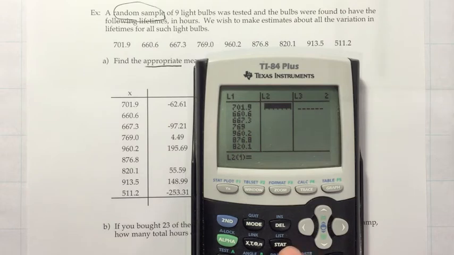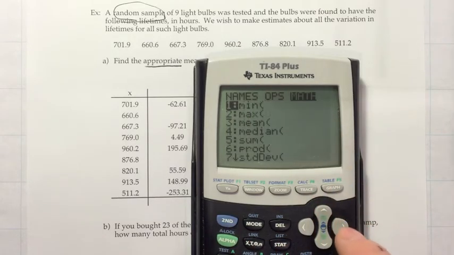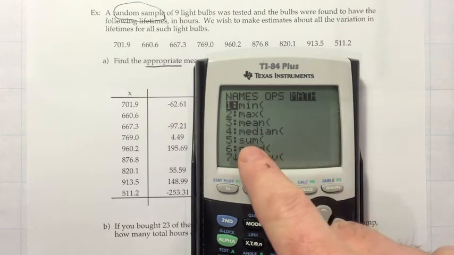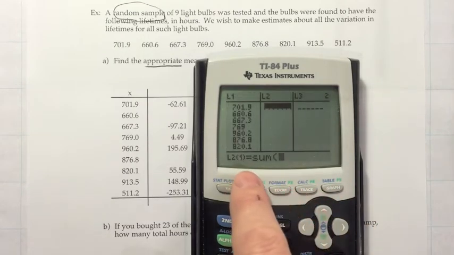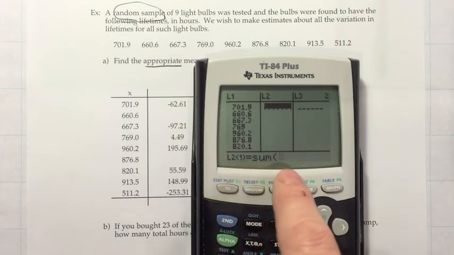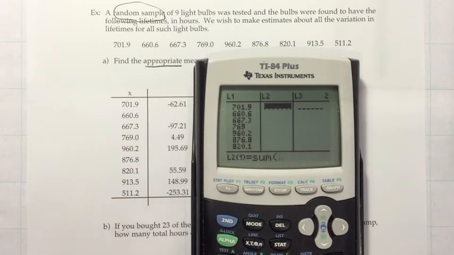And to get the sum, I want to go into the list menu, which is above the stat key. So I'll hit second and list. And I want to do some math here, so I'll arrow over to math. And what I'm looking for is a sum, so going down to number 5. And down here it says that the first entry in L2 is going to be the sum of something, and I want it to be the sum of L1. So I hit the second key and then L1, which is above the 1 key.